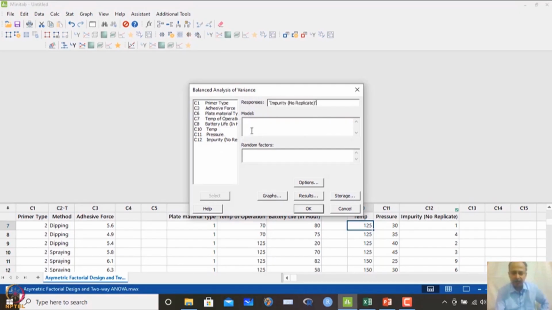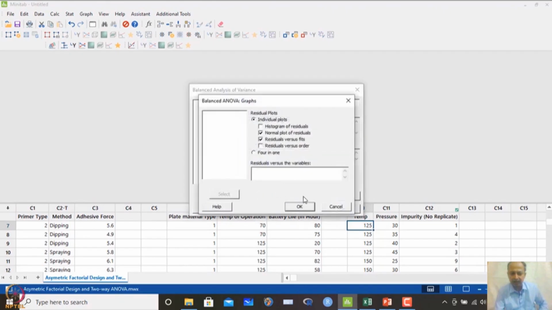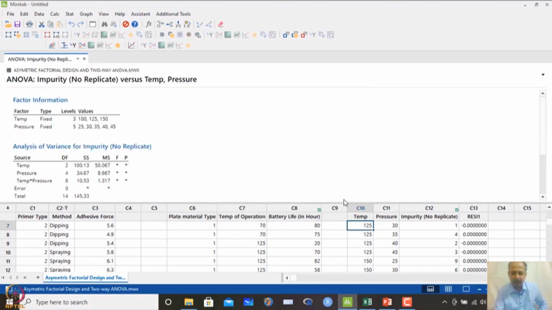In this case, impurity is the response and the model variables are temperature and pressure over here. Let us say I want to estimate the interactions also, temperature and pressure. We will give these options over here, place the graphical options like this, and then click OK.